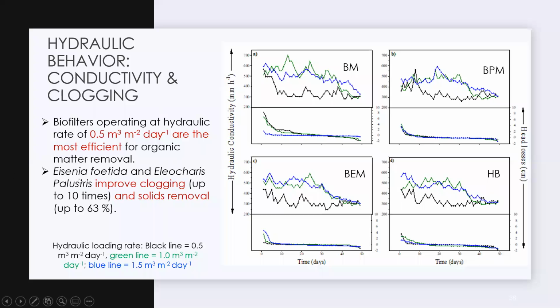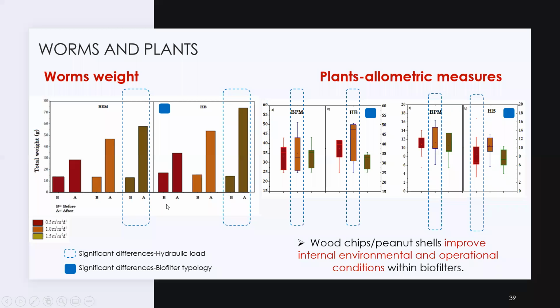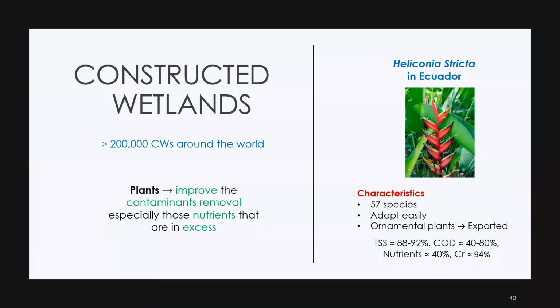And also, we were able to see that these worms and plants improved clogging. We avoided clogging using these plants, and also solid removal. What happened here was also that the worms continue growing. Here you can see what happened with the worms before and after the treatment, the plants. And here you will see the total weight of the worm. So the worms were growing, which is good because they will continue helping you to remove contaminants, and the plants also will continue growing. So whenever you have the peanut shells just in the 25% of volume, it will help you to improve the environmental and operational conditions of these biofilters that we were trying to study.